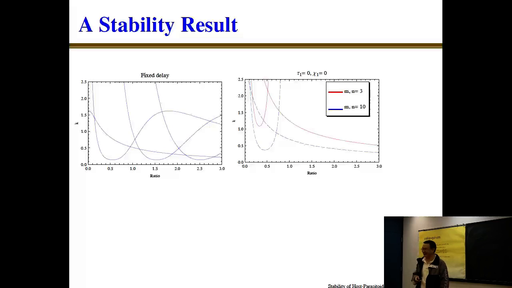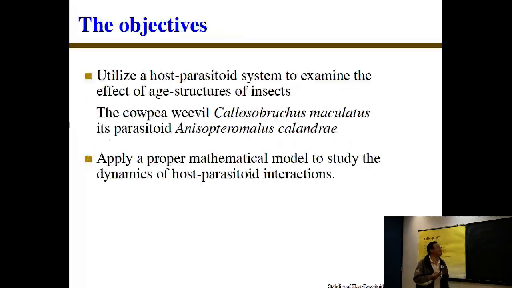Do you agree? Anyway, we try to do some experiments to check our model predictions. So next, our objective. One is that we find a host parasitoid system to examine the impact of age structure on the population dynamics.